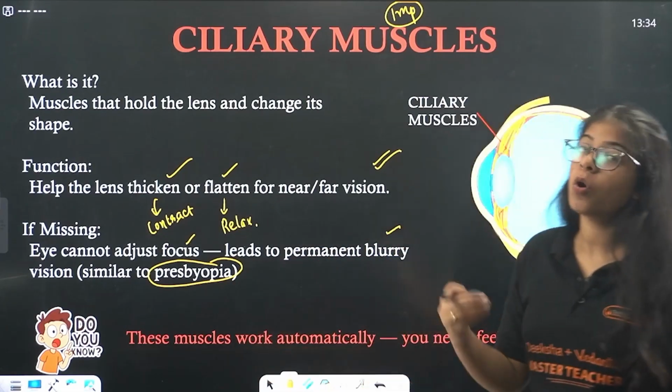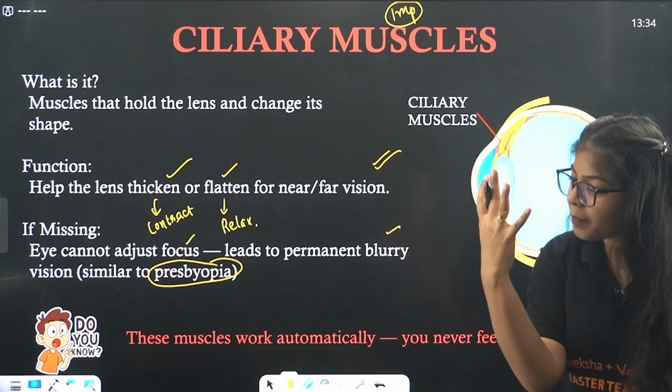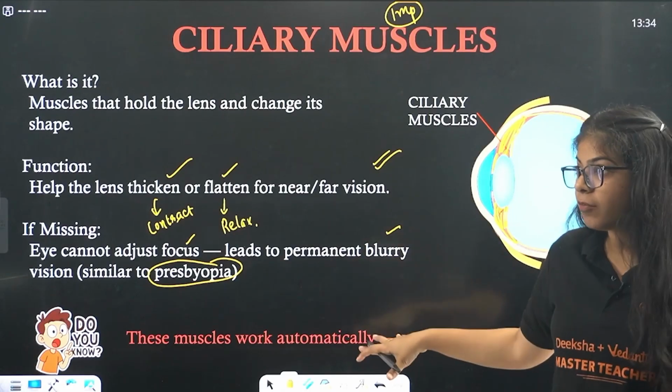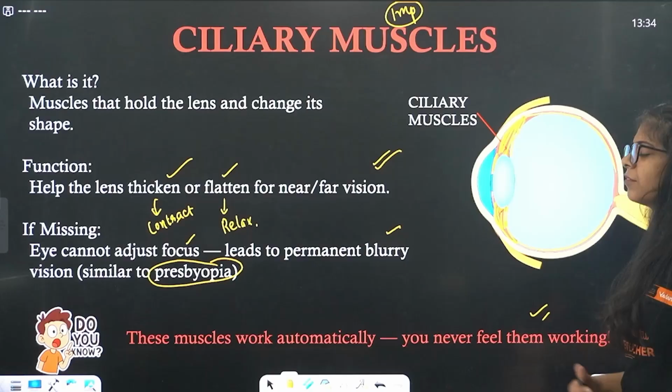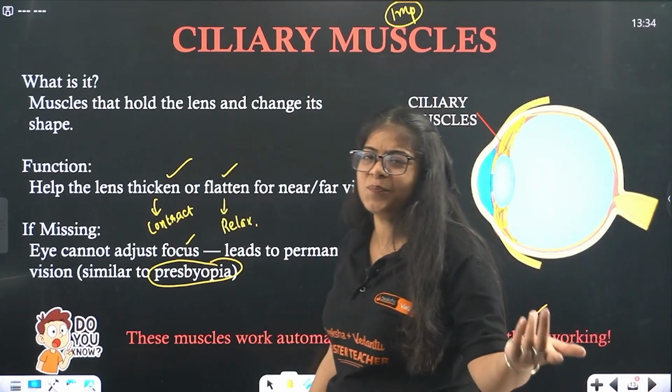Okay. These muscles work automatically. You see some nearby objects, they adjust themselves. You see some faraway object, they adjust themselves. Right? So you never feel them working. Of course, you won't feel them working.